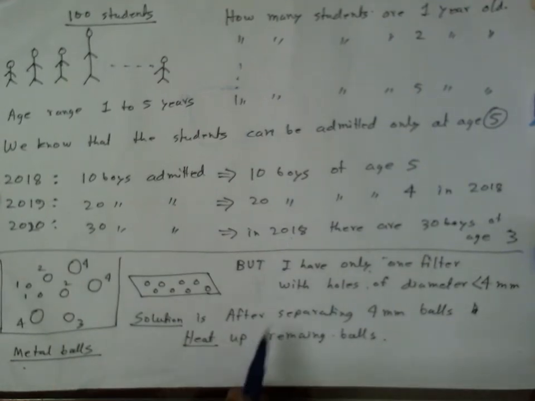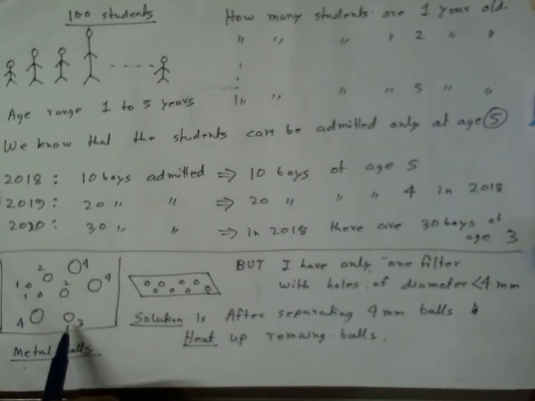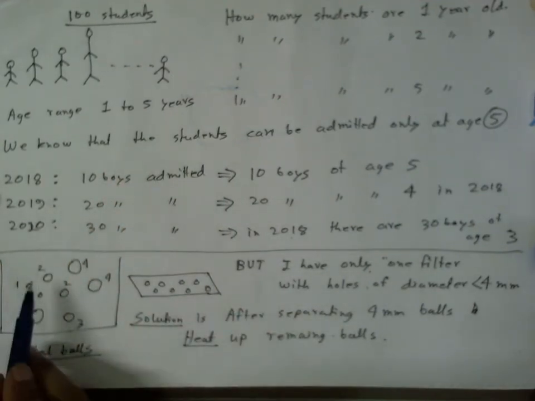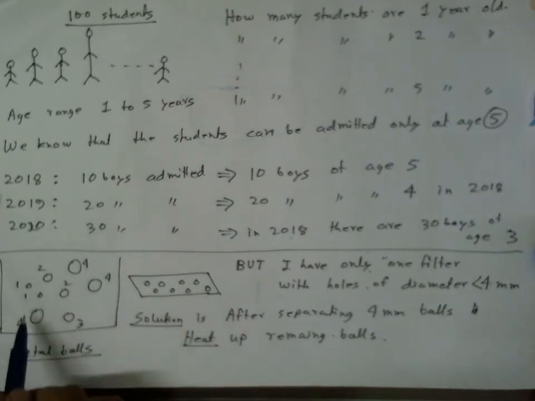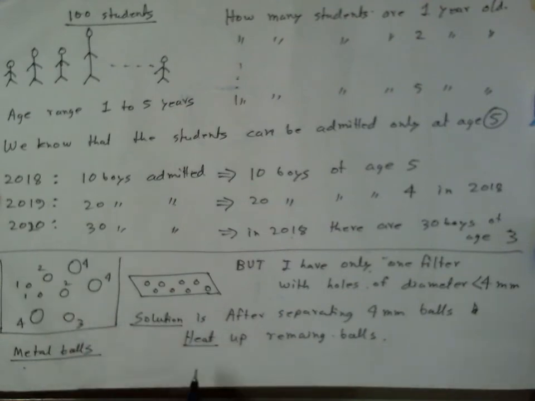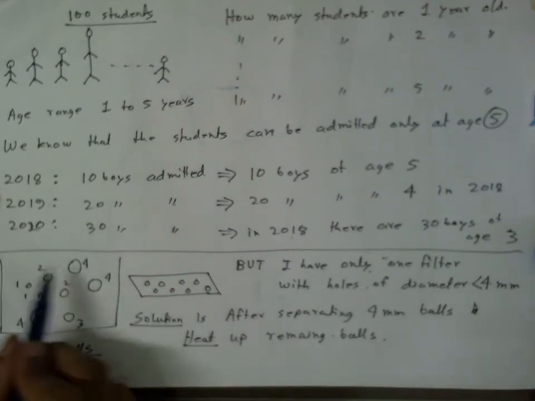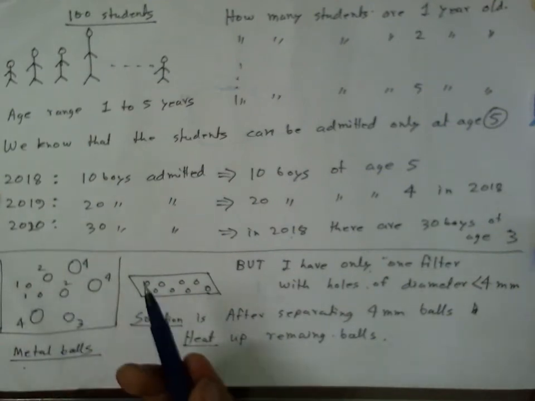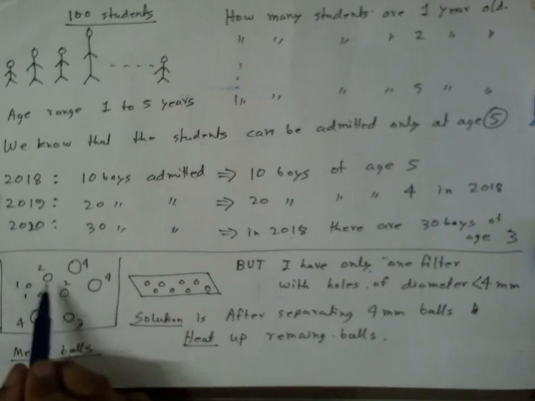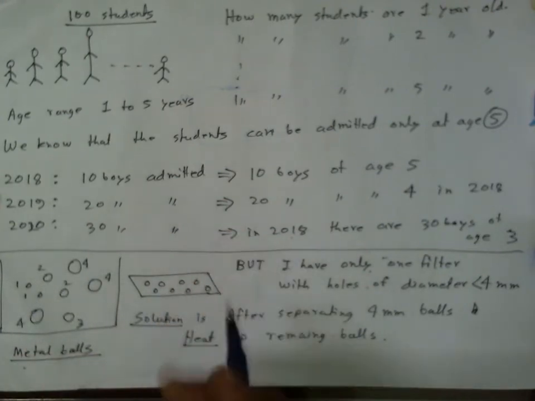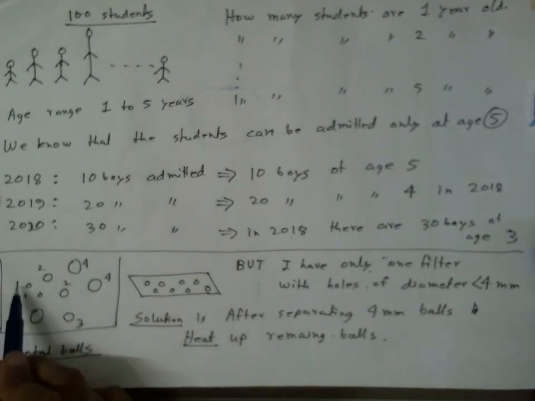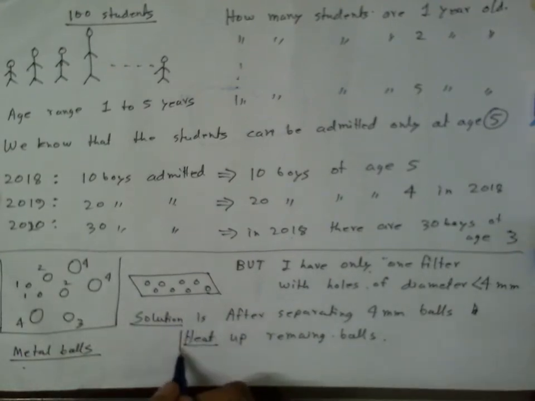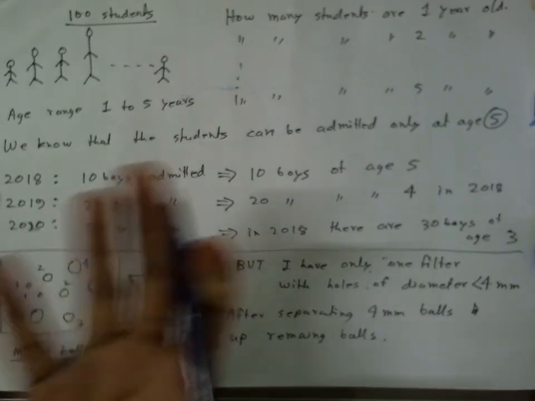So now what will happen is that this 3 mm ball will grow and become of diameter 4 mm, so this will be blocked next time, but 1 and 2 mm balls can be passed. Now after getting these 3 mm balls separated, do the same thing again, heat up the remaining balls which are 1 mm or 2 mm diameter, so that this 2 mm ball grows to a diameter of 4 mm, and then you can separate 1 mm and 2 mm balls. So heating is the solution. Heat them until they grow.